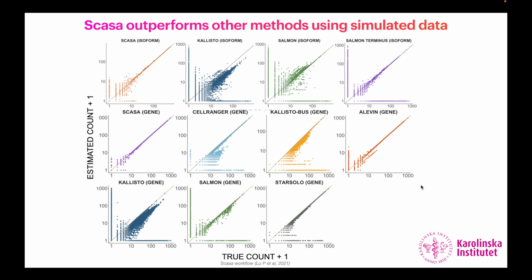Based on the simulated data with ground truth, we compare the estimated counts of Scasa with other quantification tools. And as you can see from the first row, in terms of isoform quantification, Scasa outperforms all other existing methods. Even when summing up the transcript counts onto gene level counts, Scasa also outperforms all gene count estimation methods and shares similar performance with STARsolo at gene level.